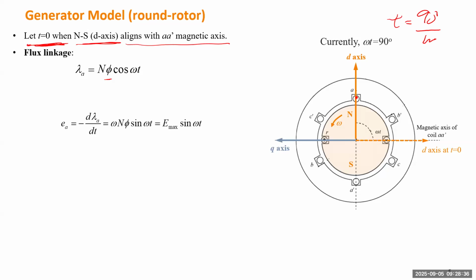So EA is the induced voltage for winding A. For the B and C windings, you will have other values, and they will have a 120 degree displacement.